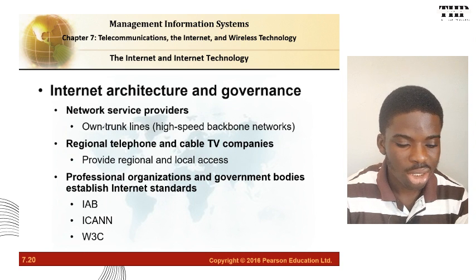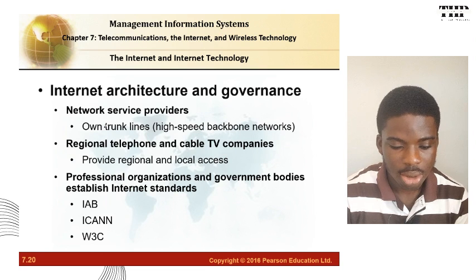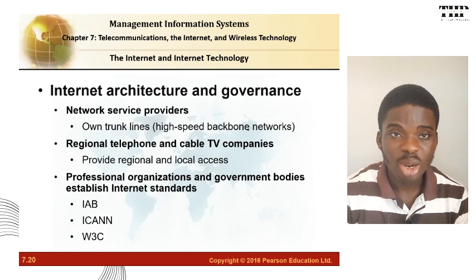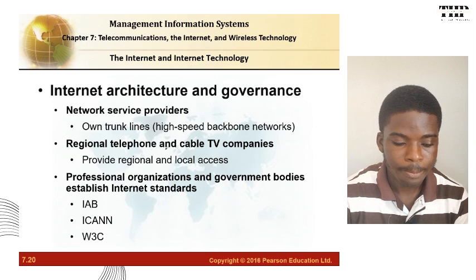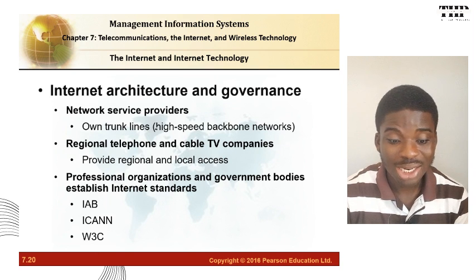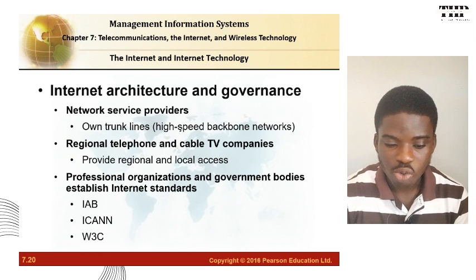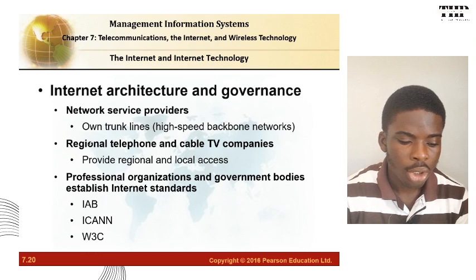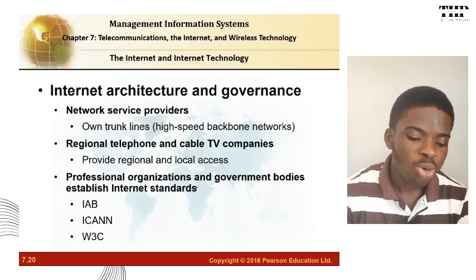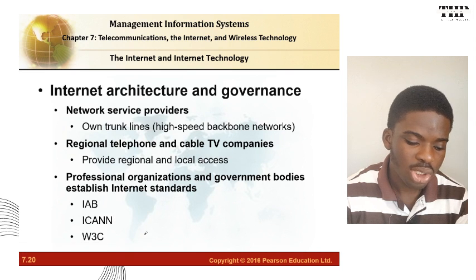So we have network service providers and they are high-speed backbone networks. So they form the backbone of networks and they are high speed. Trunk lines are the backbones of the network, and a network service provider is an organization that owns a trunk line, right? So that's how they can give people access to the internet. And the regional telephone and cable TV companies provide regional and local access, right? But then there are also professional organizations and government bodies which establish internet standards. So that's IAB, ICANN, and then there's the W3C, right?